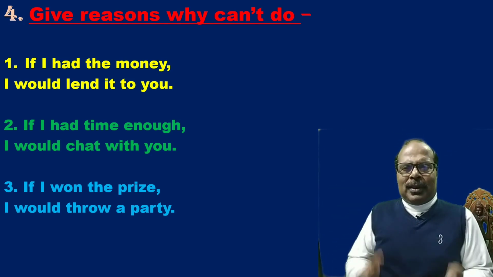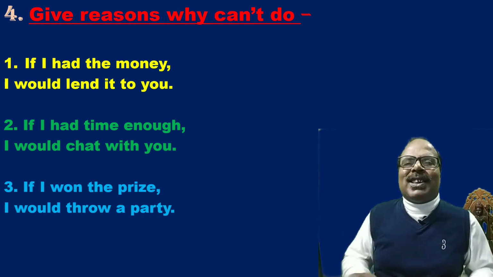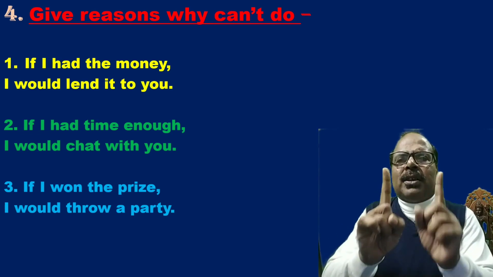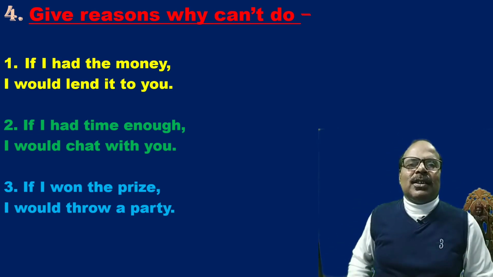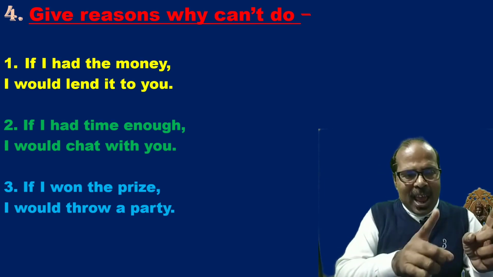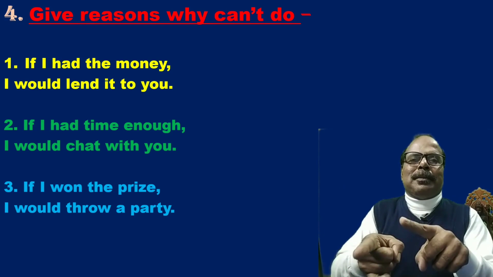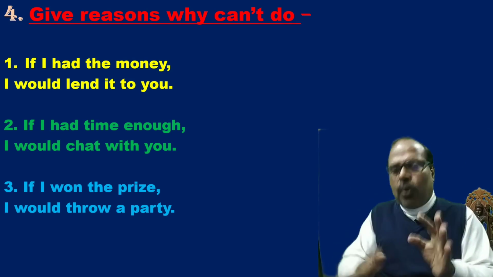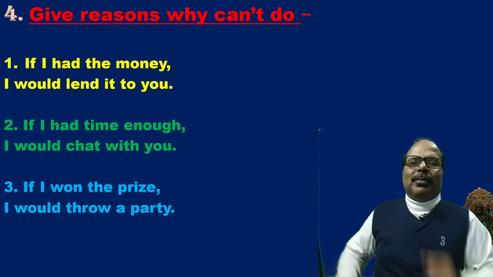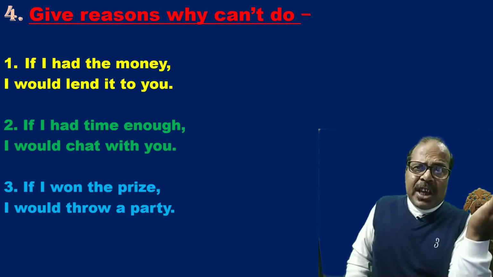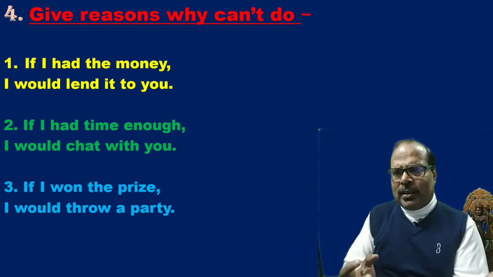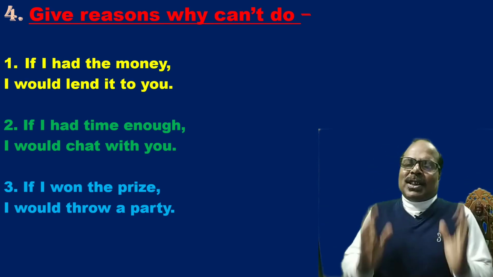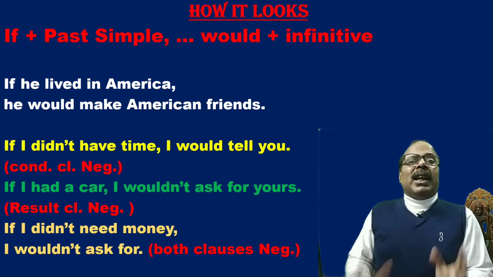Or my friends told me to give a party, to throw a party. I did not want to, because I took part in a competition, but I didn't get any prize. So the reason is, if I won the prize, I would throw a party. আমি যদি প্রাইজ জিততাম, তাহলে আমি পার্টি দিতাম. That means if that happened, then this should happen. If that happened, then this should happen. The same structure. Now, let us see how it looks.